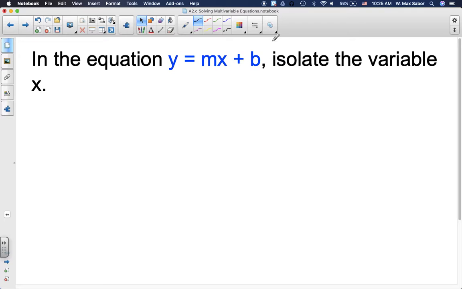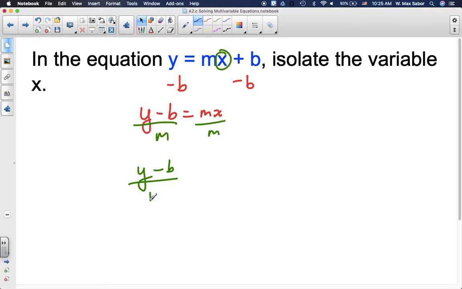In the equation y equals mx plus b, isolate the variable x. It's another way of saying solve for x. So we want to subtract b, y minus b equals mx. And then divide by m, y minus b over m equals x. X is now by itself.